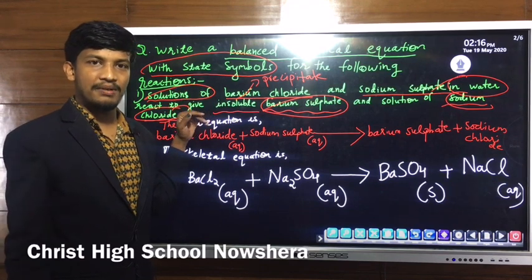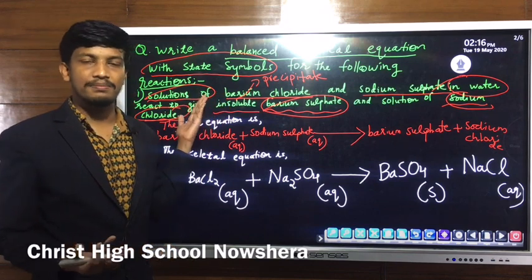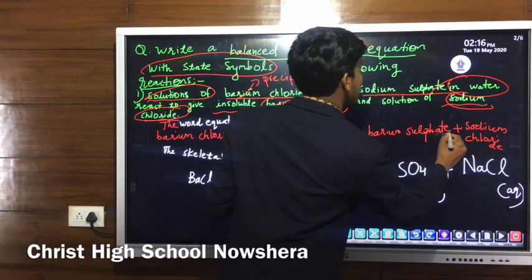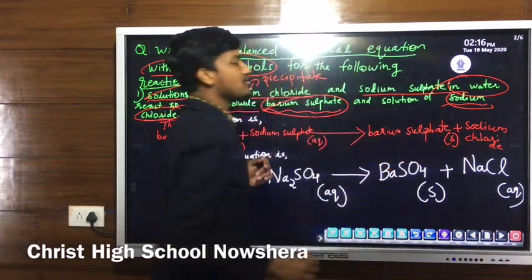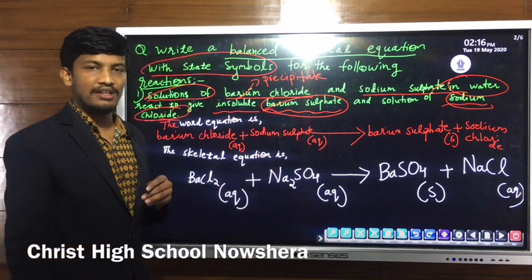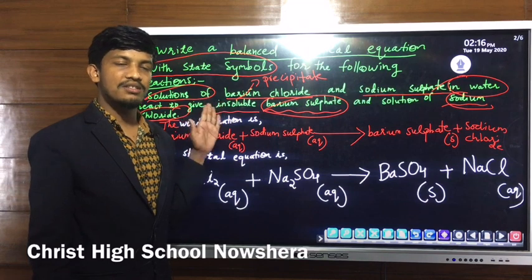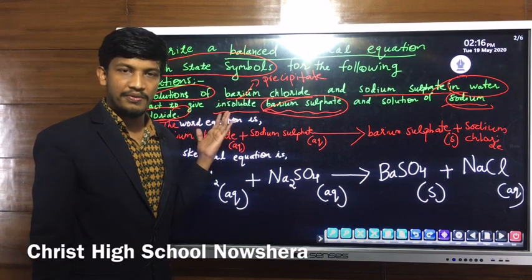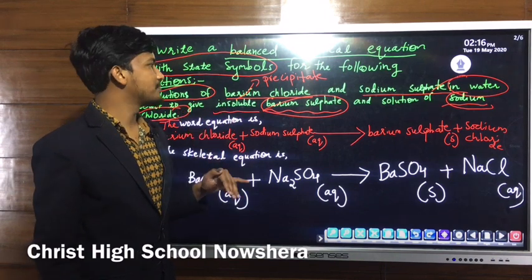So it will be separated in the form of solid. That is precipitate. Precipitate means solid state, and for solid state we use the abbreviation small letter s. So barium sulfate is solid. How can we know it? Because it is given that it is insoluble. Insoluble barium sulfate means precipitate of barium sulfate, that is, in the form of solid.